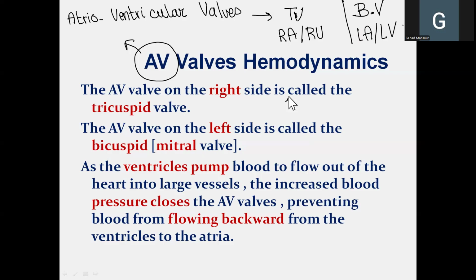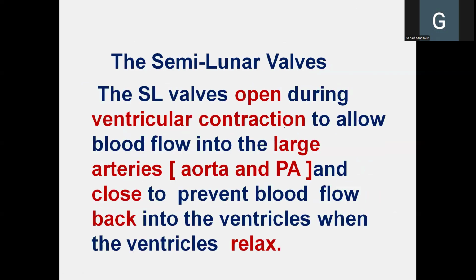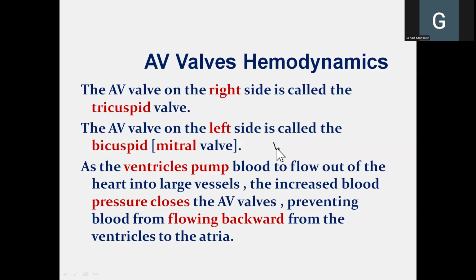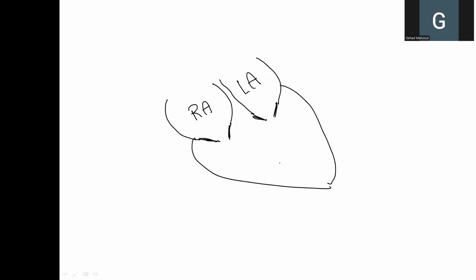Now, let's see how the process occurs. We're going to open a new screen to see how the atrioventricular valves work. Now, imagine that this is the right atrium, and that is the left atrium, and this is a longitudinal section in the heart, and therefore we have the right ventricle, and here we have the left ventricle.